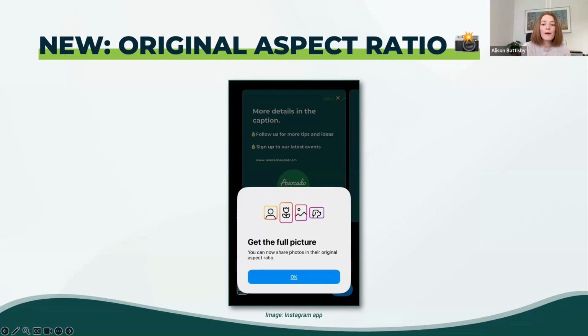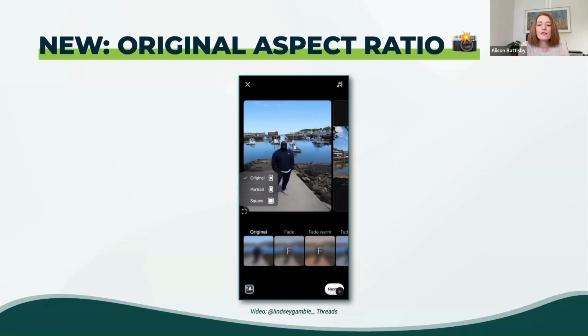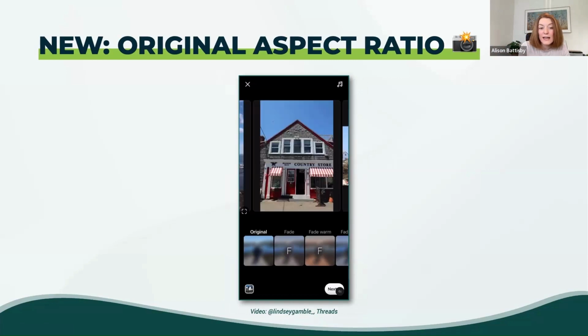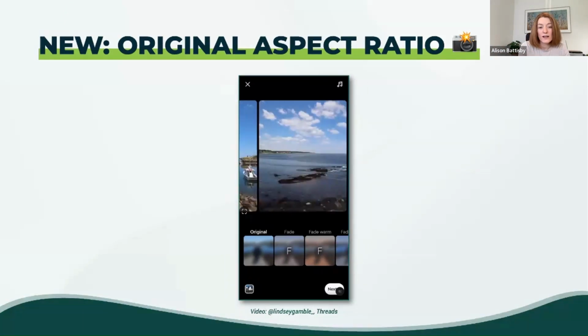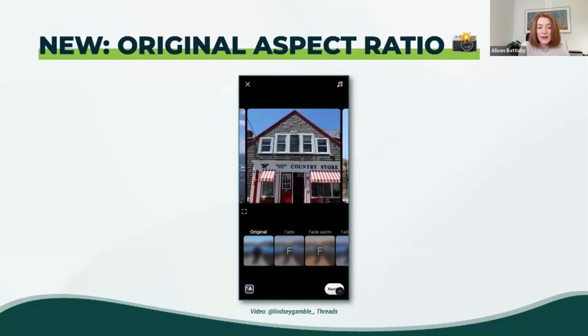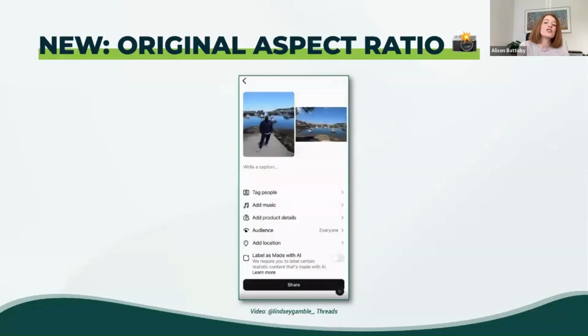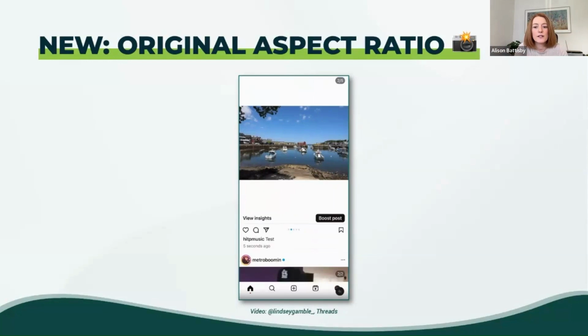You might have seen this pop up which says get the full picture. And this now allows you to choose a carousel which has a variety of different sized images in it. So rather than having to do some unwanted cropping, you can now feature images that are portrait, that are square, that are in their original aspect ratio, all in one carousel, as you can see here in the video. So this should be great if you are focused on sharing some high quality imagery across your account.